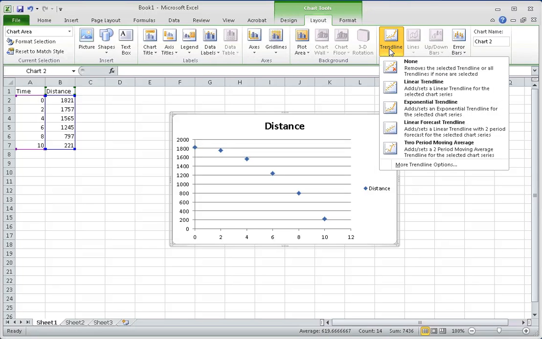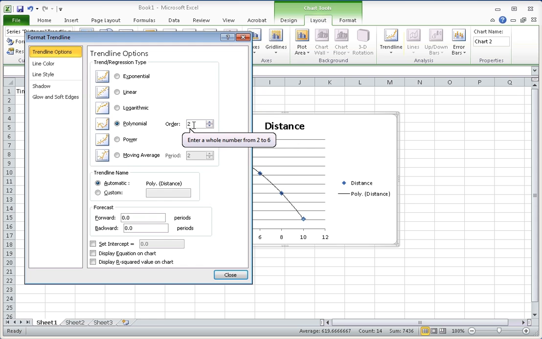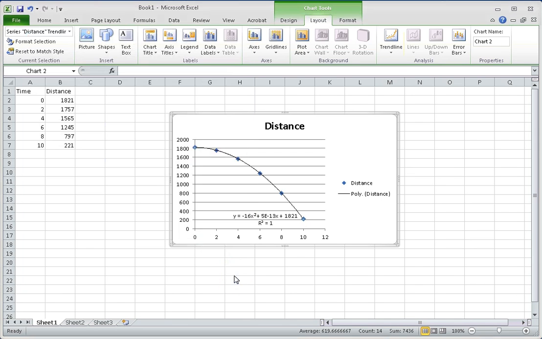So, trend line. I don't see quadratic as one of my options, so I'm going to select more trend line options. This opens up a bigger screen that gives me a few more options. A quadratic is a polynomial of order 2 because that means x squared is in the equation. And so I'm going to select polynomial. It starts with order 2. And since I want to know what my equation is, I'm going to click Display Equation on Chart and Display R squared on Chart, so that way I can figure out the correlation coefficient. I'm going to close this for a minute.